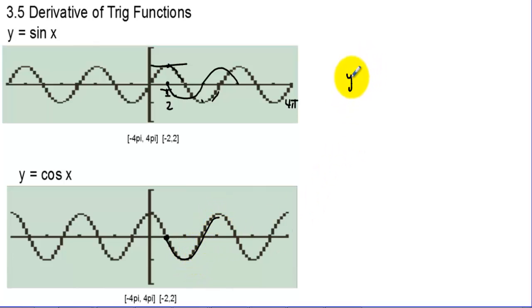So y prime, the derivative of sine, is equal to the cosine of x. Now the relationship between cosine and sine is that the derivative of cosine is negative sine of x.